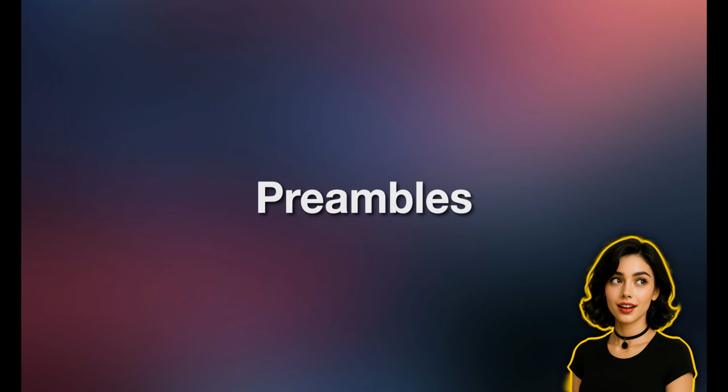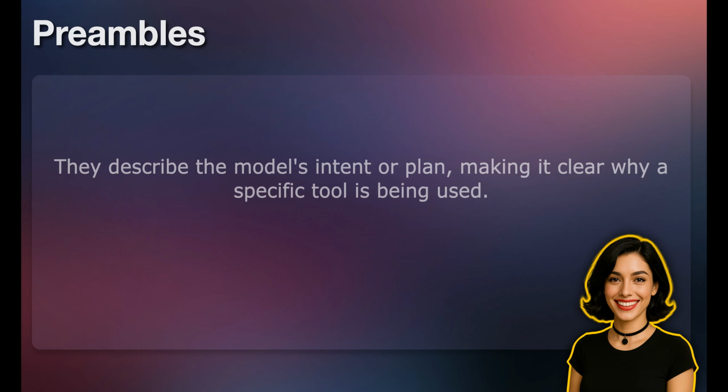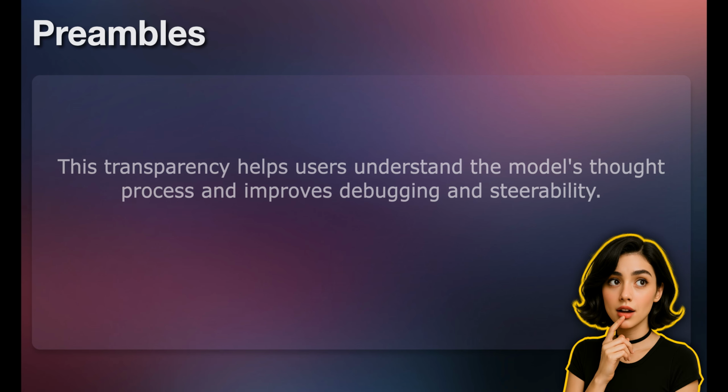Let's discuss the concept of preambles in GPT-5. Preambles are short, user-visible explanations generated by GPT-5 before any tool or function is called. They describe the model's intent or plan, making it clear why a specific tool is being used. Preambles typically appear after the model's reasoning and just before a tool call. This transparency helps users understand the model's thought process and improves debugging and steerability.